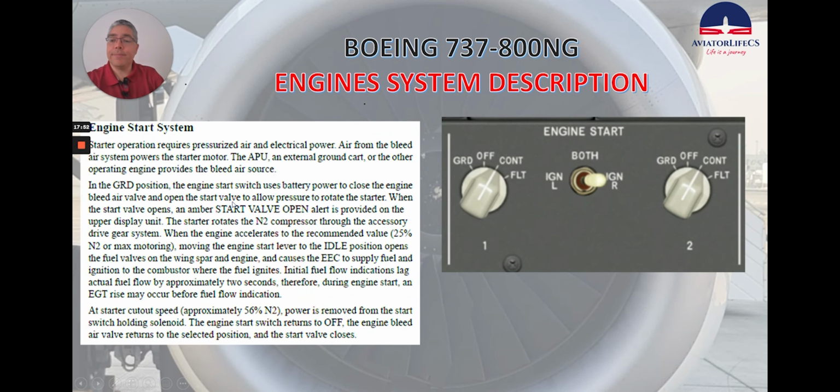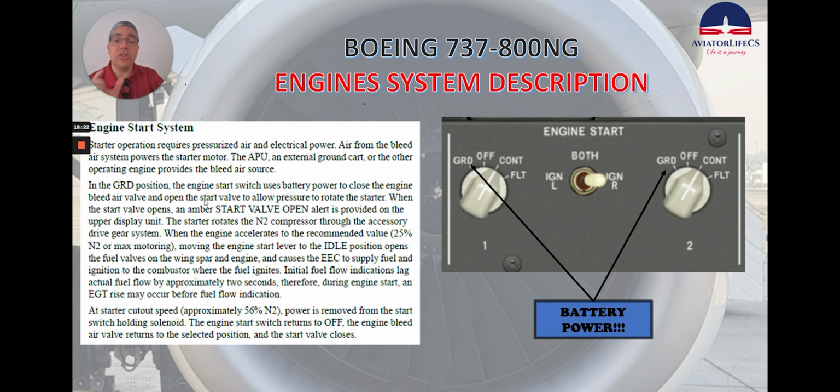Engine start system. Start operation requires pressurized air and electrical power. Air from the bleed air system powers the starter motor. The APU, an external ground card, or the other operating engine provides the bleed air source. In the ground position, the engine start switch uses battery power to close the engine bleed air valve and open the start valve to allow pressure to rotate the starter.